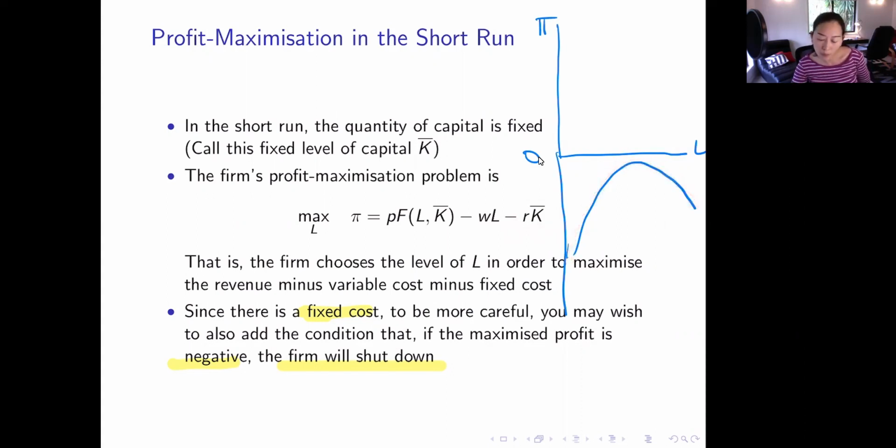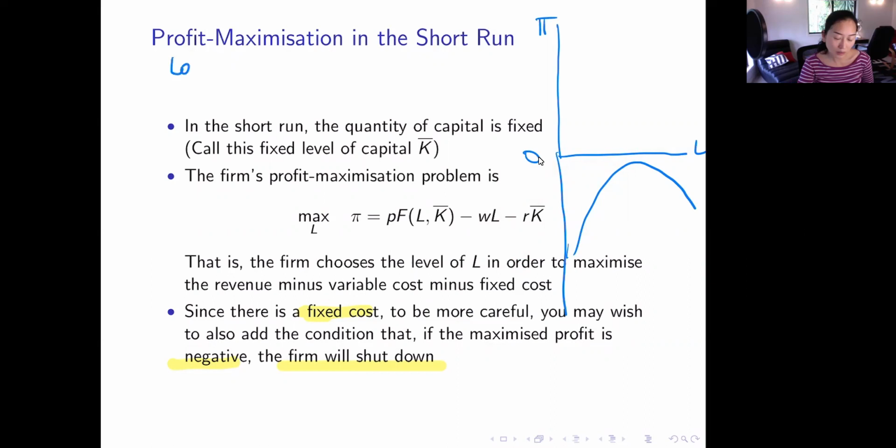So if you operate, let's say you operate here, then maybe your loss here might be smaller than if you shut down. Maybe if you shut down, your loss is going to be here, but if you operate, your loss is going to be here. So to minimize the loss, maybe it's better to operate, even though it means a loss. So it depends on how big the loss is if you operate. So you compare it with the fixed cost.